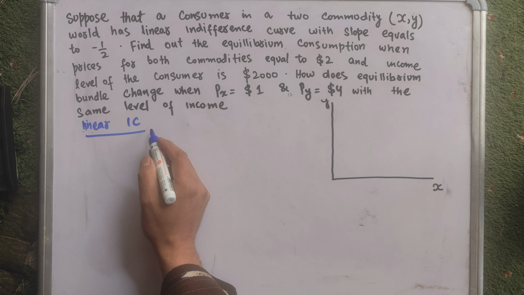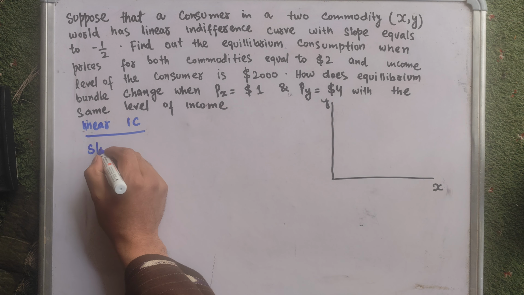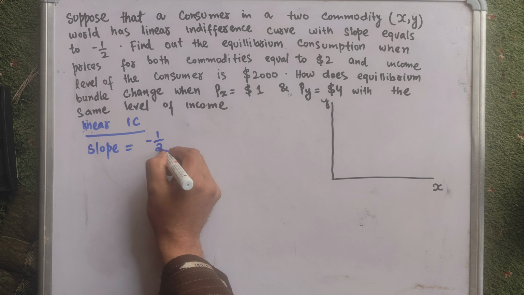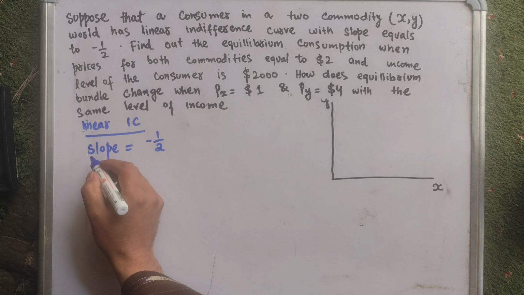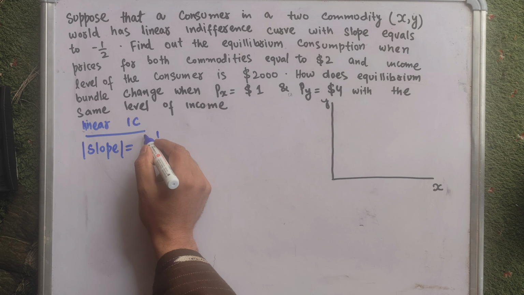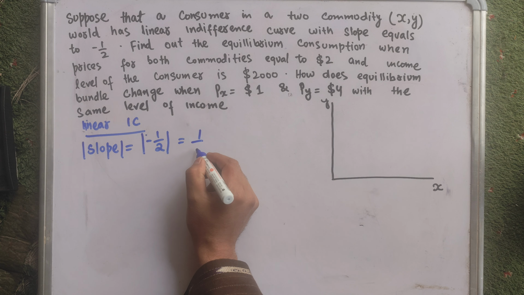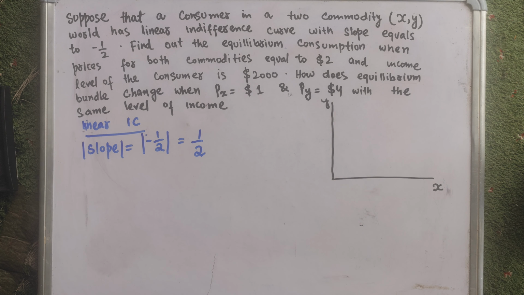Now we have a linear indifference curve and its slope is equal to -1/2. Okay, let's take the absolute slope because we are interested in absolute slope. So absolute slope of the linear indifference curve is 1/2.